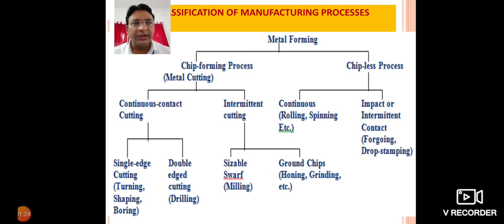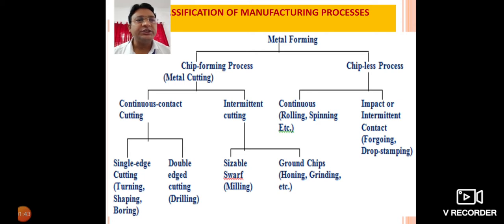Intermittent cutting means milling. We have already seen milling. A mill means a specific cutter is located and it has a certain number of teeth. So one tooth comes in contact one time, then another tooth comes in contact after some time, and the same tooth comes in contact again after some time. So that is milling. I'll show it to you in detail.